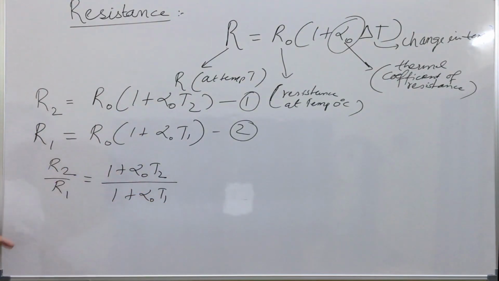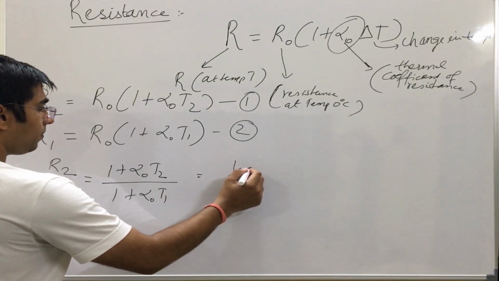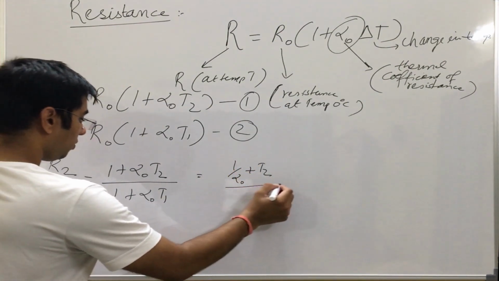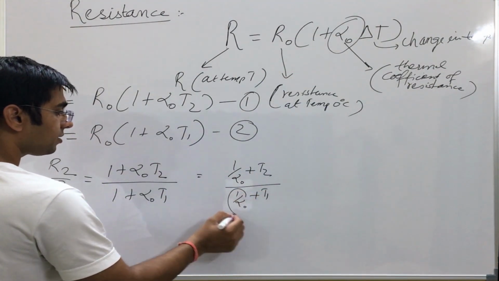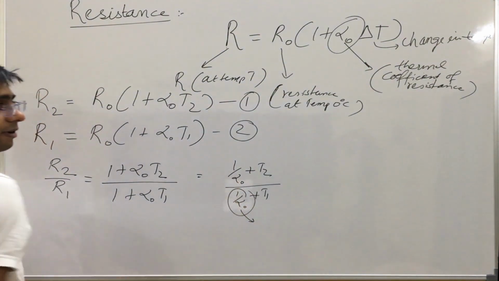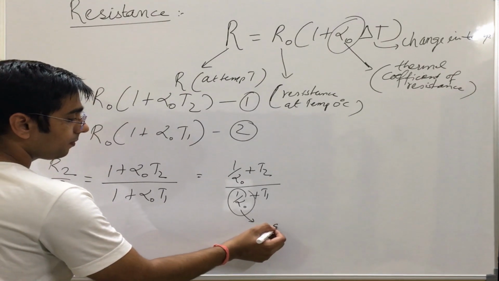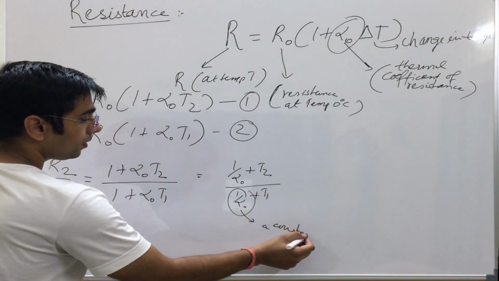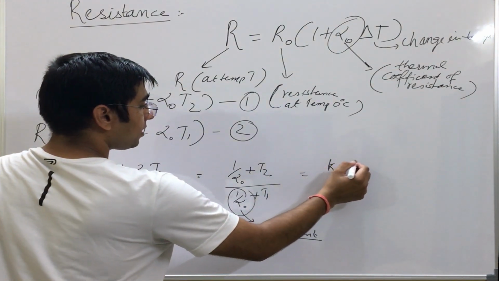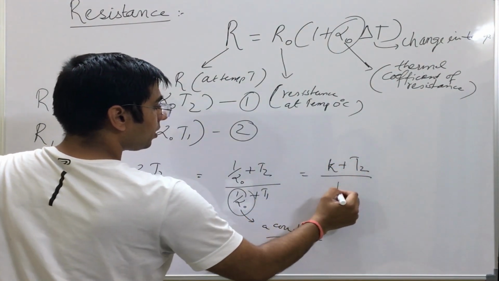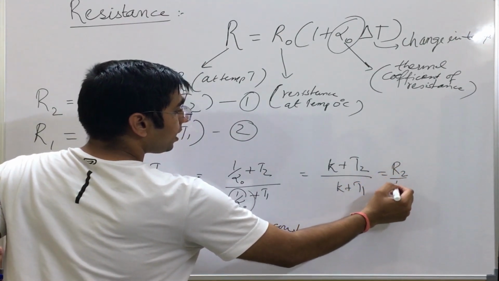I will take alpha naught common out of this. What I will have, (1 by alpha naught plus T2) by (1 by alpha naught plus T1). Since alpha naught is a constant for a given conductor, this 1 by alpha naught is also a constant. Let us say it is K. So (K plus T2) by (K plus T1) is equal to R2 by R1.